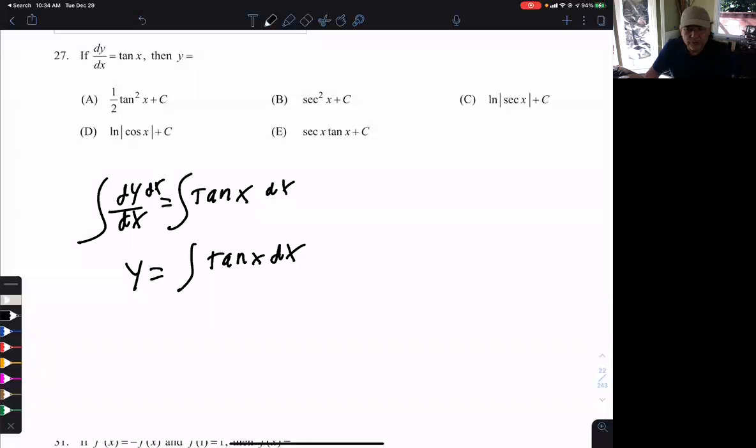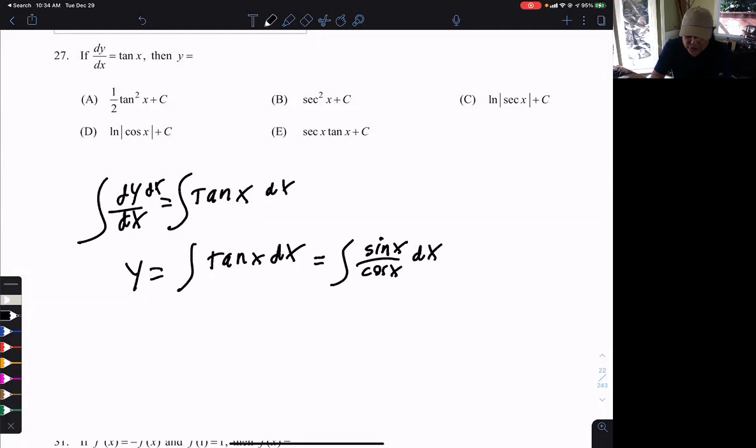And then at this point, you would try rewriting. How can I rewrite this in a new way? And we know tan is sine x over cos x. Now we have something to work with. And at this point, u sub is your only option. Of all the integrating things, u sub is the only option.